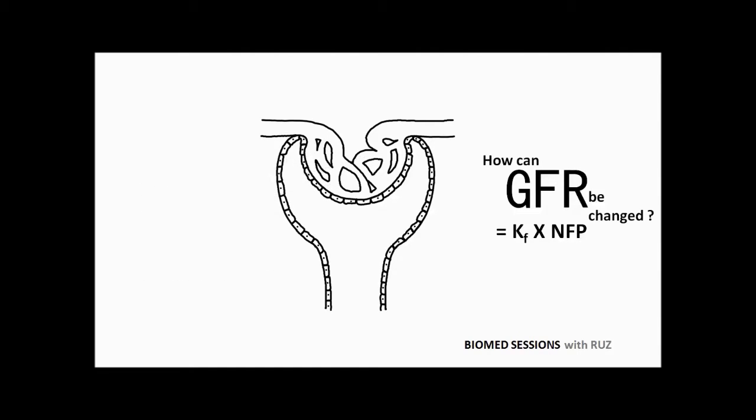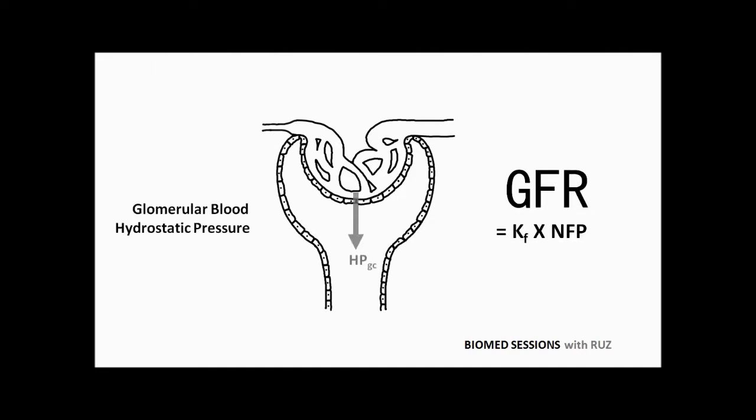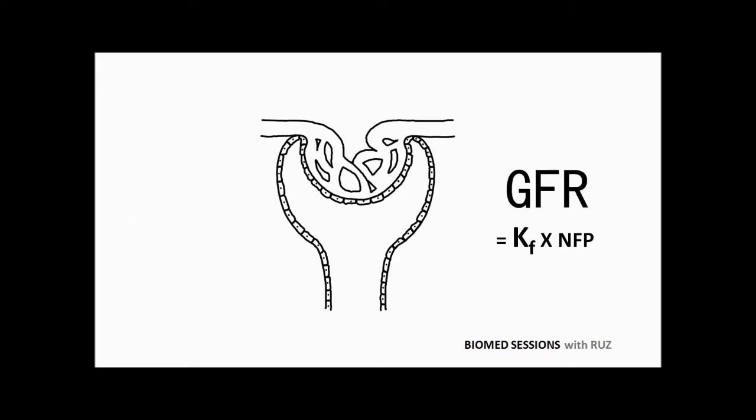So, how can GFR be changed? Well, of course, by altering either the filtration coefficient or NFP. For example, if we constrict the afferent arteriole, the hydrostatic pressure of the glomerular blood will decrease due to the reduction of blood available for filtration. As this pressure is associated with NFP, this will also decrease, and hence GFR will decrease. In a later video, we'll go into more detail about the control of GFR and how it is estimated.